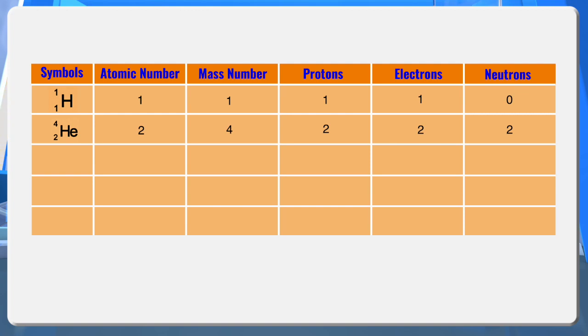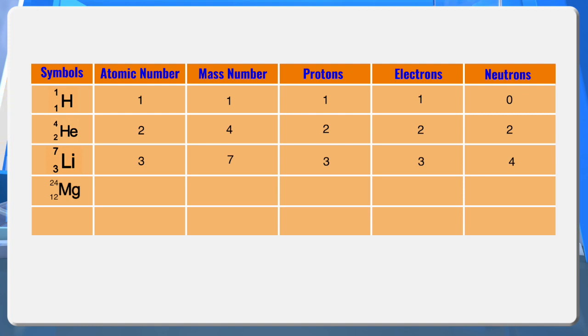Then, the next element is lithium. What about the atomic number and mass number of lithium? The mass number of lithium is 7 and the atomic number is 3. Again, the number of protons is equal to the number of electrons is equal to 3. Then, what about the number of neutrons? Yes, 7 minus 3, that is equal to 4. Okay. Then, we take magnesium.